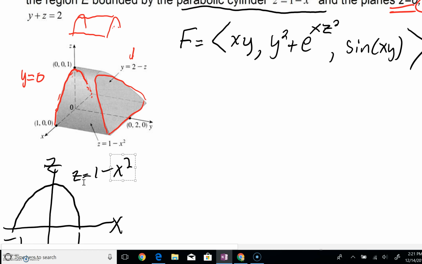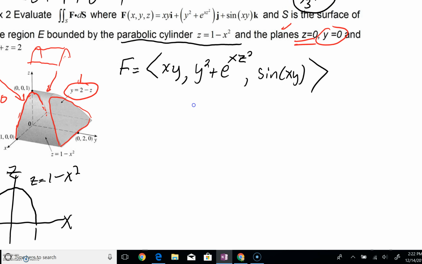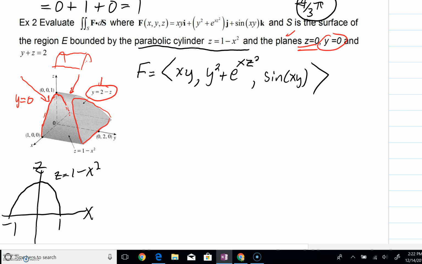How many faces does this solid have? Well, we've got this right here, the y equals 2 minus z. We've got the floor. We've got, right over here, this part of the solid. We've got the part where that parabolic cylinder is meeting with y equals 0. Before too long, you could see that we've got 4 different faces that we'd have to consider. And that, as a surface integral, is not what you want to have to deal with. So the divergence theorem really does come to our rescue tremendously.